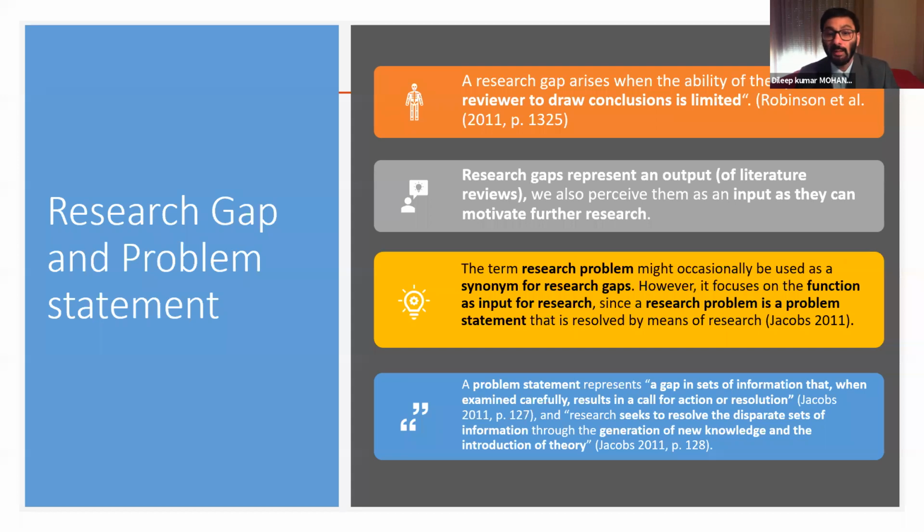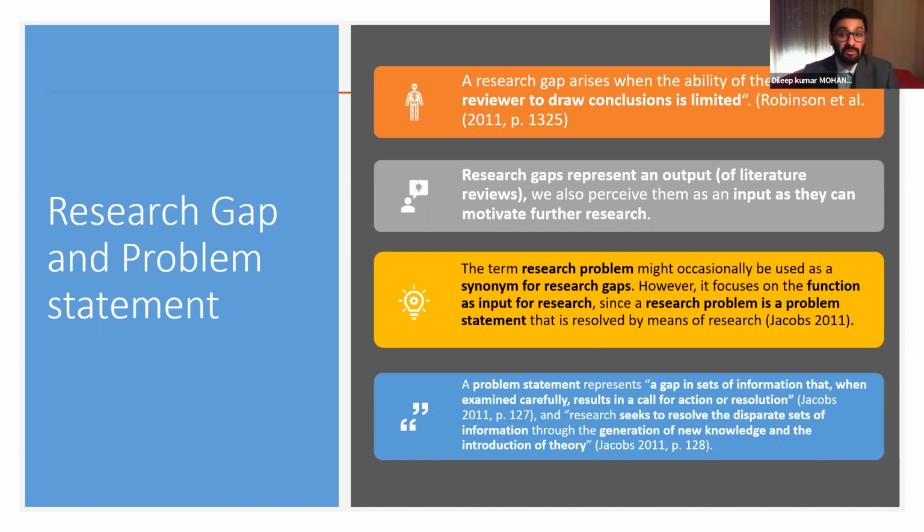So, a research gap and a problem statement: a research gap arises when the ability of the systematic review process is completely limited. Research gaps represent an output. We also perceive them as input, as they can motivate future research. The term research problem might occasionally be used as a synonym of gaps. No, it is different. However, it focuses on the function as input for research. Mistakenly, they are using it. Since a research problem is a problem statement that is resolved by means of the research undertaking.